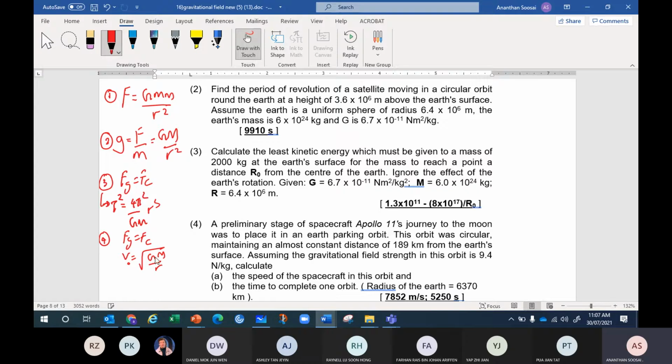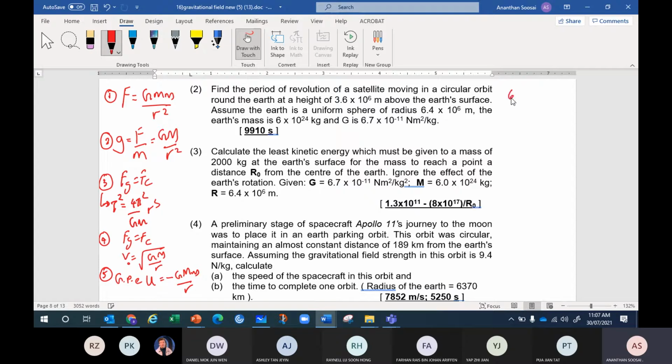So then after that we discussed what? After that, number 5, we talked about gravitational potential energy. Gravitational potential energy is defined as the work done to bring a mass object from infinity to that point. What's the formula? Negative GMm over r.